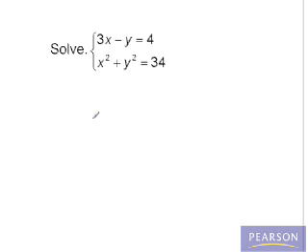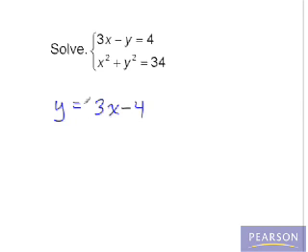Solve the system of equations 3x minus y equals 4 and x squared plus y squared equals 34. We will begin by taking the top equation and solving it for y. So I will bring the negative y to the right hand side, make it positive y, subtract 4. So solving the top equation for y would give us y equals 3x minus 4.